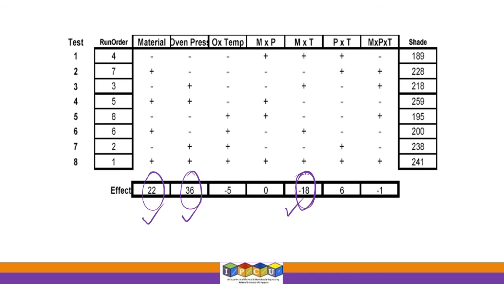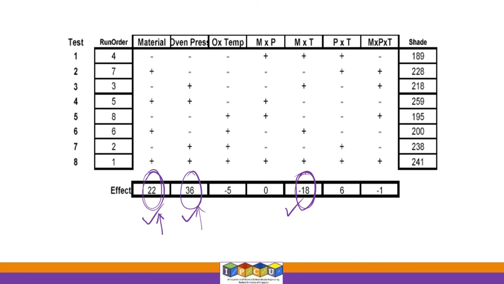So if I want to increase my shade measurements, I would try to increase the oven pressure. Can you see that? Because it's got a positive effect. So I'll try to increase the oven pressure. I can also increase this material. I will try to use material B if I want higher shade readings because that's got a positive effect on the shade. So those are my two big levers.